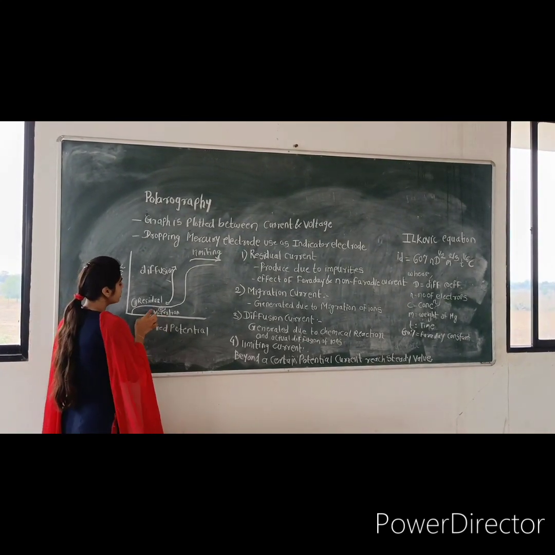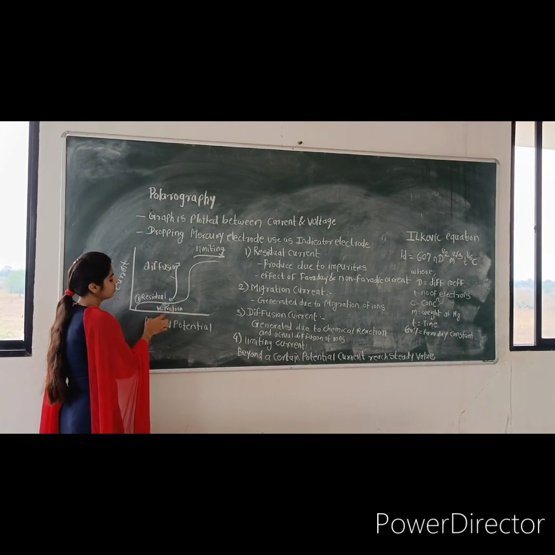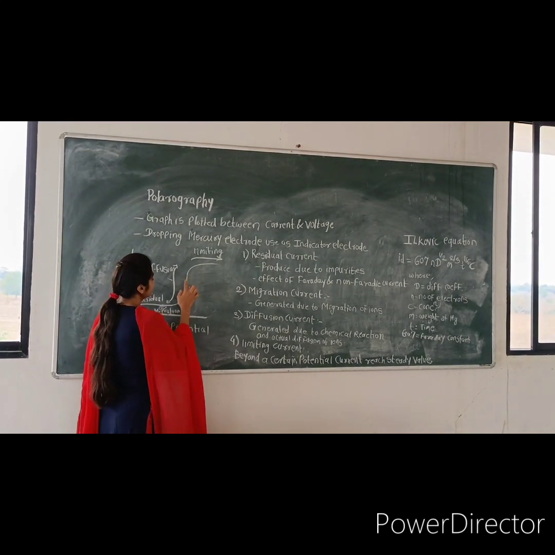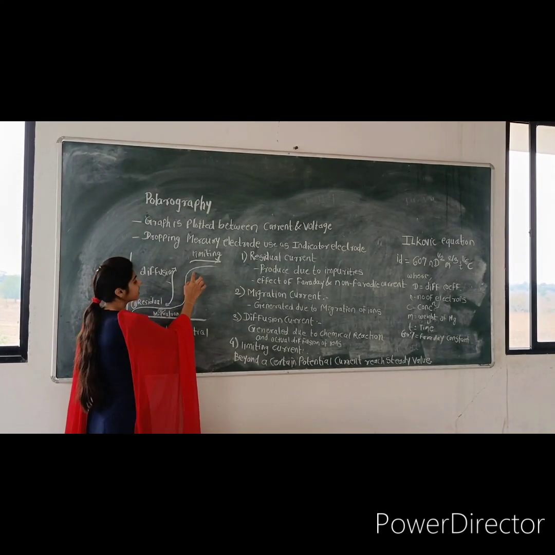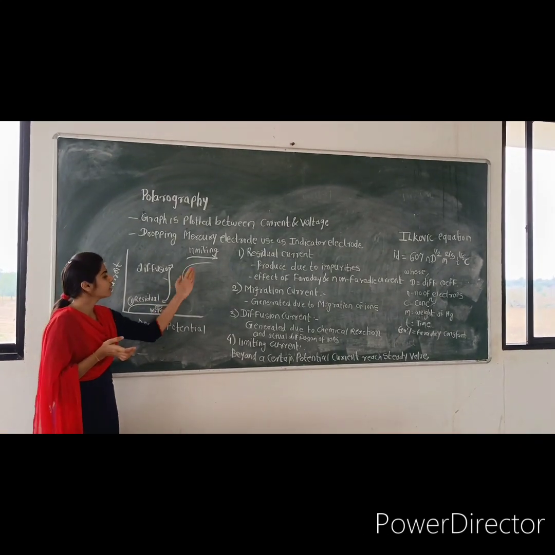Then migration current. This migration current is produced due to cations and anions. And third is diffusion current. Diffusion current is the maximum current produced in our solution. It is due to the chemical reaction.